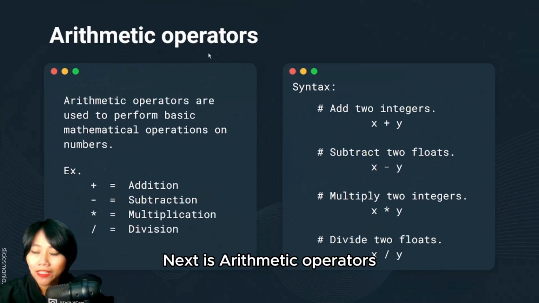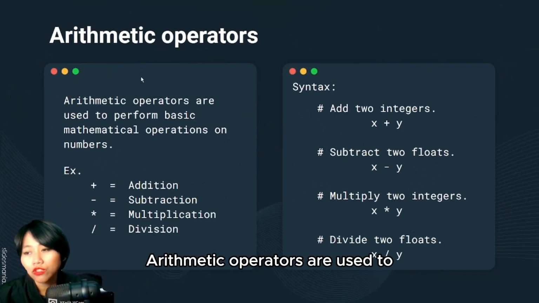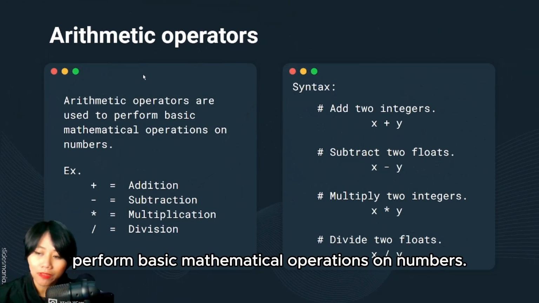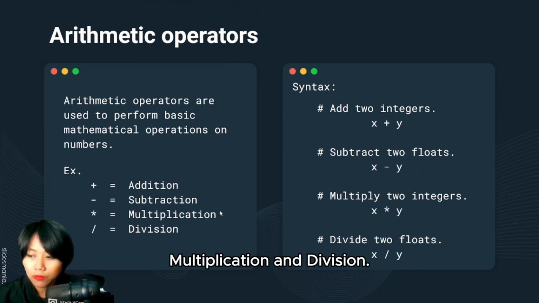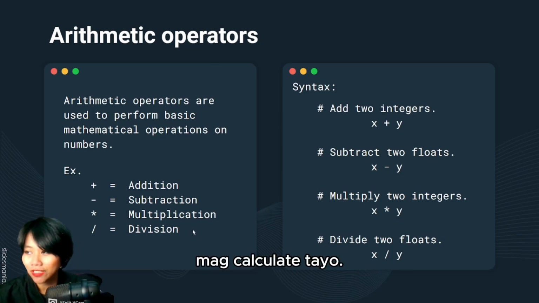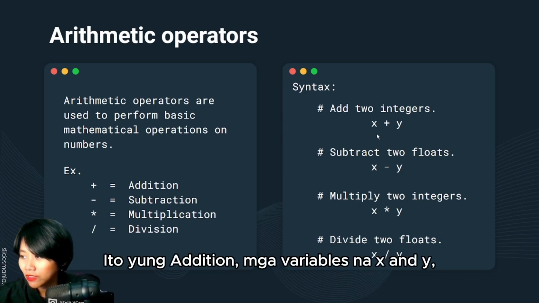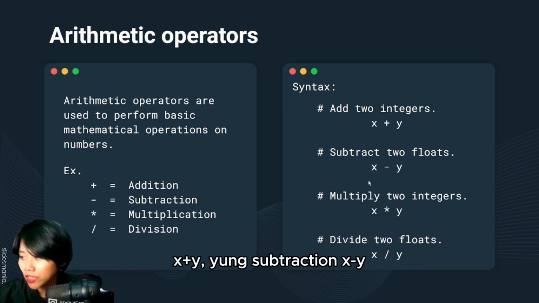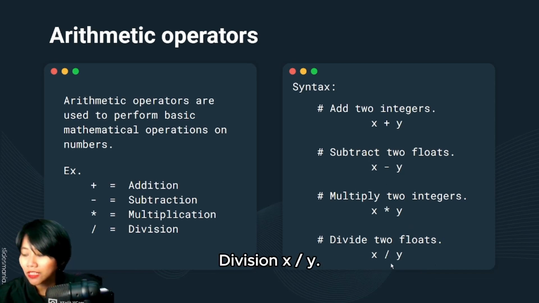Next is arithmetic operators. Arithmetic operators are used to perform basic mathematical operations on numbers. Example, addition, subtraction, multiplication, and division. O, ito na yun yung magka-calculate tayo eh. Ito yung syntax guys. Ito yung addition, ito yung variable ng x and y, x plus y, yung subtraction, x minus y, yung multiplication, x times y, at yung division, x divided by y.